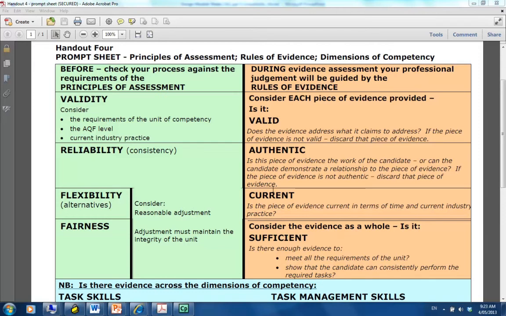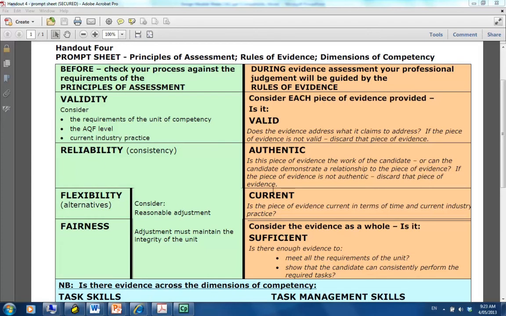So flexibility. People that are gathering assessment or qualified assessors are going to look to make sure that there was consideration for reasonable adjustment. It is the qualified assessor's role to have provided those reasonable adjustments, not somebody who's not qualified. So you also need to make sure, though, if you're gathering evidence, that those adjustments maintain the integrity of the benchmarks that you're looking at.